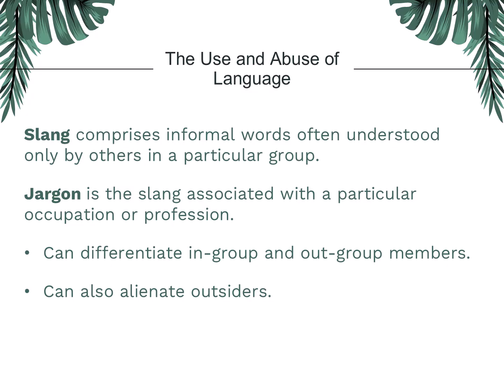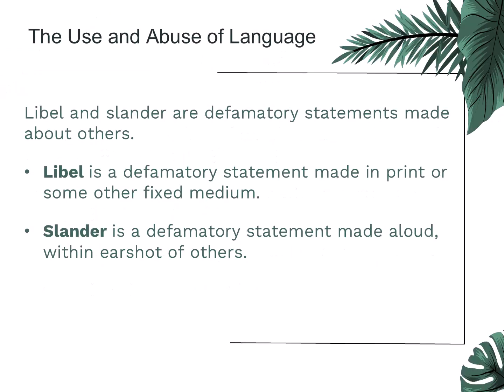Now, this is something that as a journalist, I had burned into my brain. If you go through journalism school, they'll tell you this until they're blue in the face. Another abuse of language is libel and slander. So they're defamatory statements about others. They differ because libel is in print or some sort of fixed medium that's published and cannot be fixed, right? Is permanent.